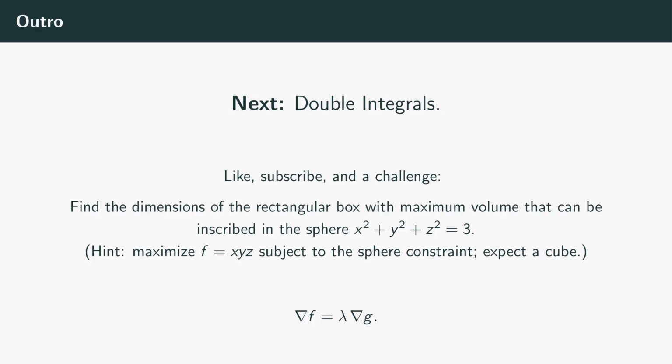Next episode, we change gears completely. So far, we've been asking where a function f of x, y is biggest or smallest. Next time we ask, how much of f is there over a region? We chop the region into tiny rectangles, multiply f times area, and add up the contributions. That's the double integral, and it brings us into the second great chapter of multivariable calculus: integration over surfaces, lines, and volumes. See you there.